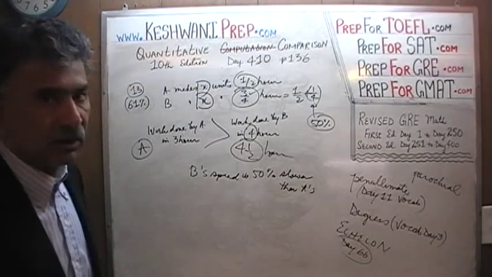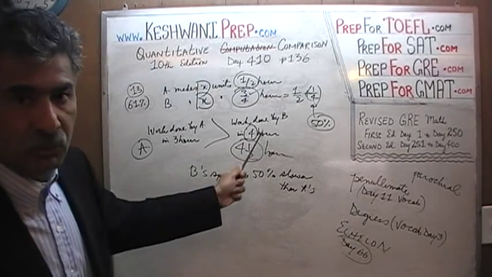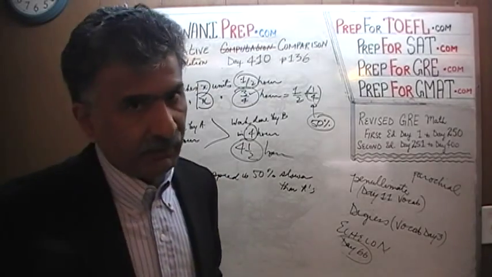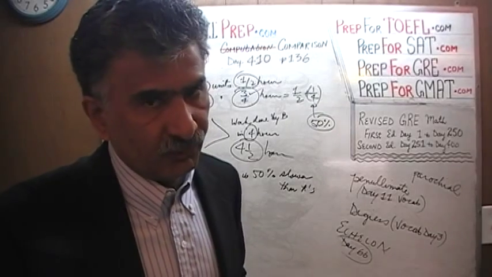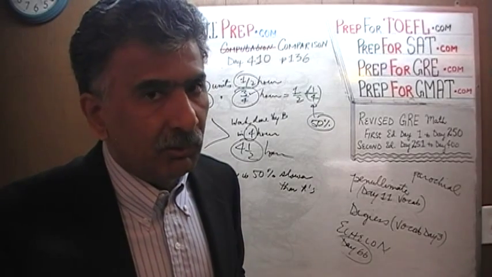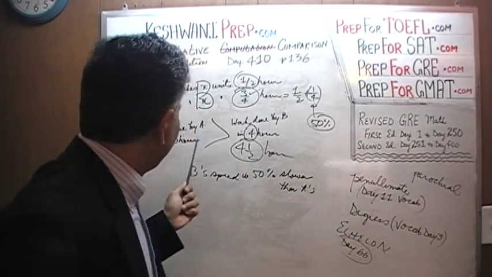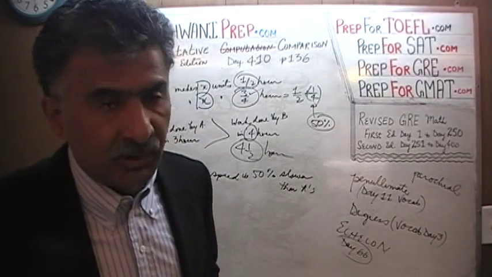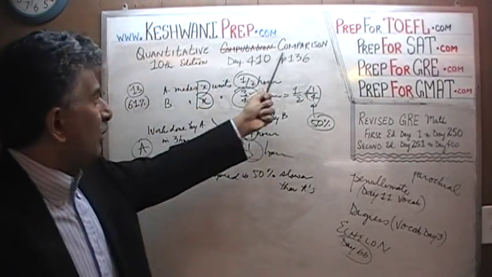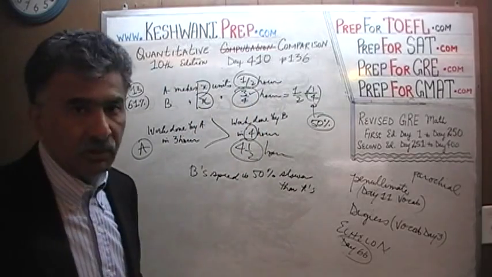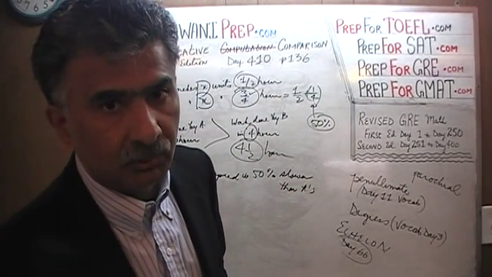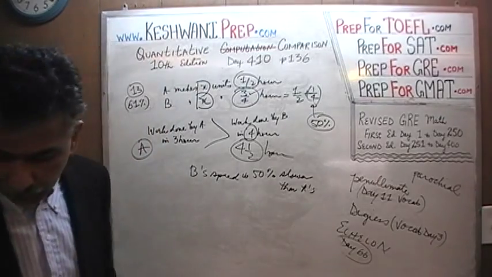A will do more work in 3 hours because B will do the same amount of work in 4.5 hours. He doesn't have 4.5 hours, he only has 4 hours. Exactly how much work he will do in 4 hours, we really don't care. Exactly how much work A will do, we really don't care. These questions are called quantitative comparison. They are not called quantitative computation. We're not going to sit here and compute anything. Do you understand? Let's do the next one.